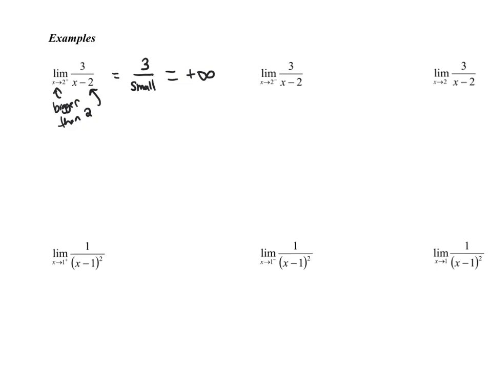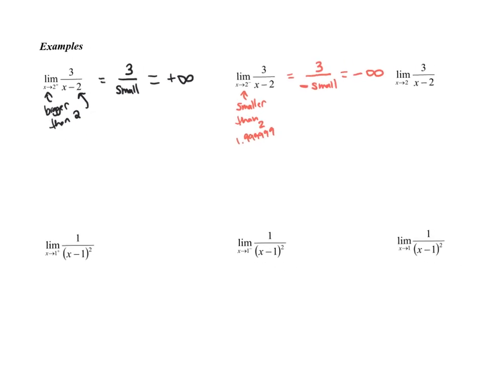Now, same thing for from the left. From the left, these are going to be smaller than 2. If I take a number slightly smaller than 2, let's say 1.9999999, and I subtract 2 from it, I'm going to get 3 divided by a super small number, but that super small number is going to be negative. So if I take 3 divided by the smallest negative number ever in existence, that is going to be negative infinity.